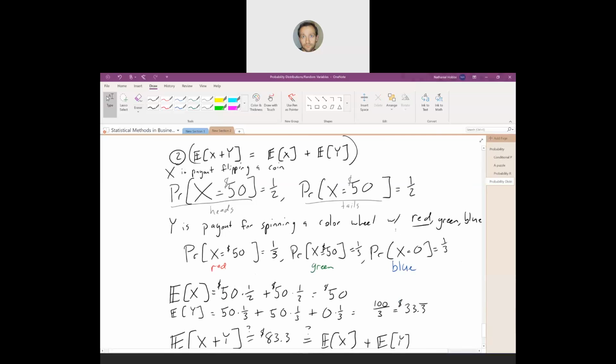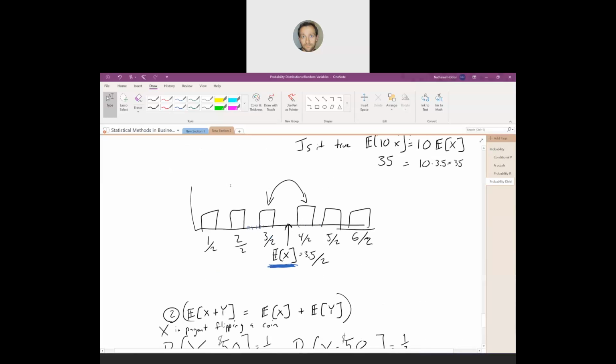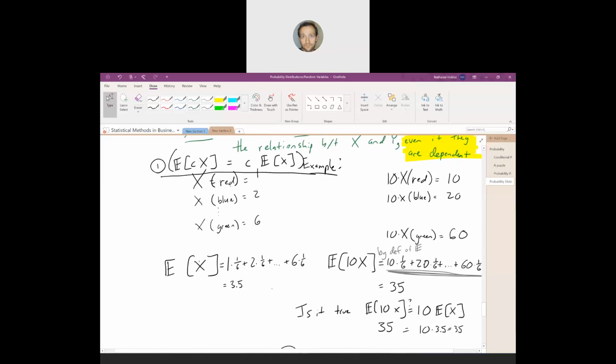And not only does it not matter if you multiply first and then take the expectation after, it also doesn't matter if you add. Do you add first and then take the expectation? Or do you take the expectation first and then add? With expectation, both of them work. Either way, whatever way you want, same answer. So these are two properties of the expected value.